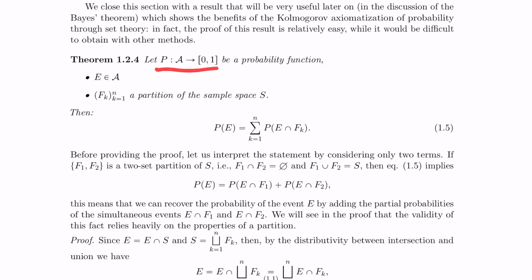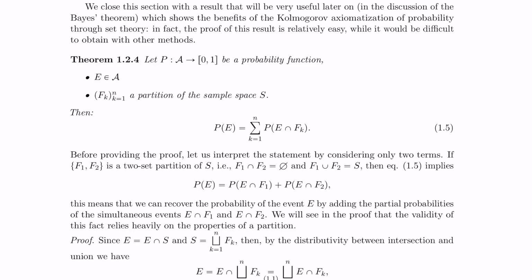Consider a probability function, an event E, and a partition of the sample space. Then the probability of the event E is the sum of the partial probabilities obtained by considering the intersection of the event with all the sets that belong to the partition. Using probabilistic language, we can translate this result by saying that the probability of an event E is the sum of the probabilities of the simultaneous occurrence of the event E and the events that belong to the partition.